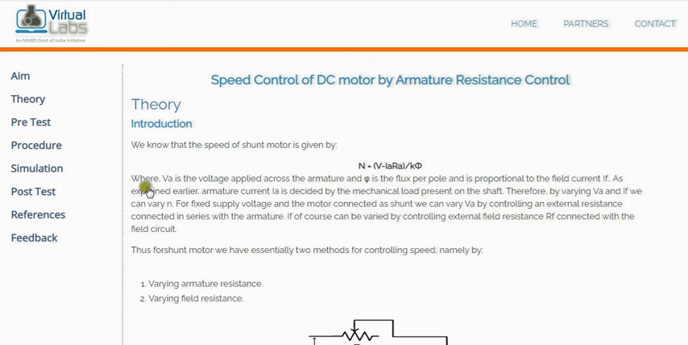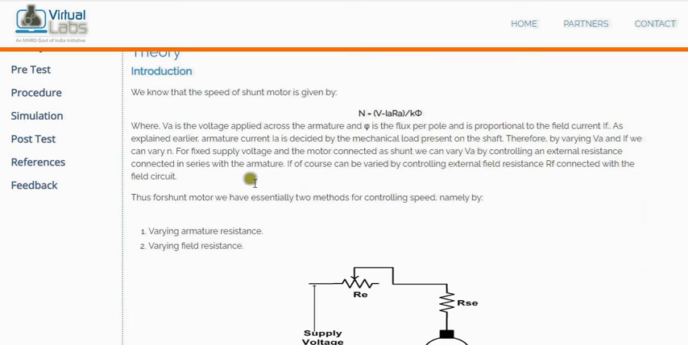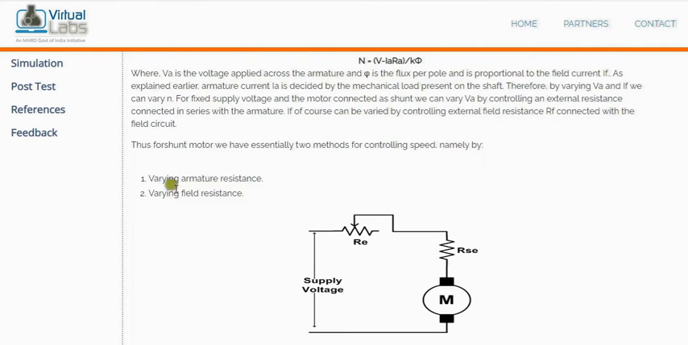Va is the voltage applied across the armature, phi is the field flux, or flux per pole, and is proportional to the field current If. As explained earlier, armature current Ia is decided by the mechanical load applied on the shaft. Therefore, by varying Va and If, we can vary speed. So for a shunt motor we have essentially two methods for controlling speed: first, varying armature resistance, and second, varying field resistance.